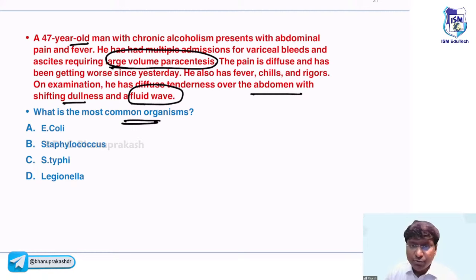First of all, can anyone tell me what the diagnosis is here? The diagnosis that you need to answer here is SBP, that is spontaneous bacterial peritonitis. And in spontaneous bacterial peritonitis, what is the most common organism? Usually it is a gram-negative infection. Escherichia coli is the most common organism causing spontaneous bacterial peritonitis.